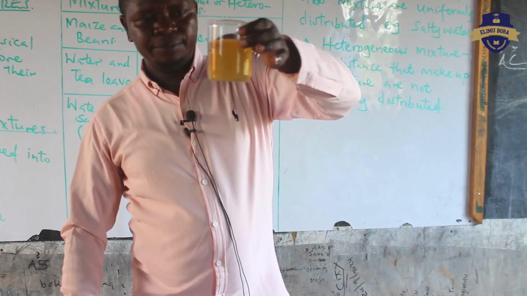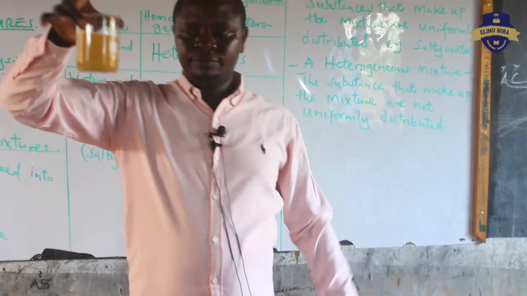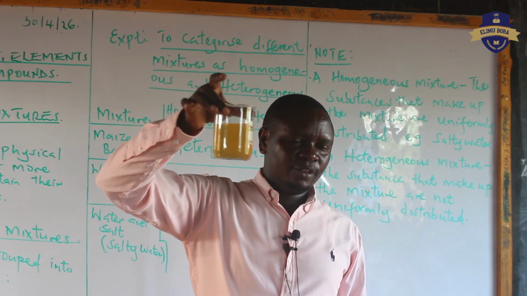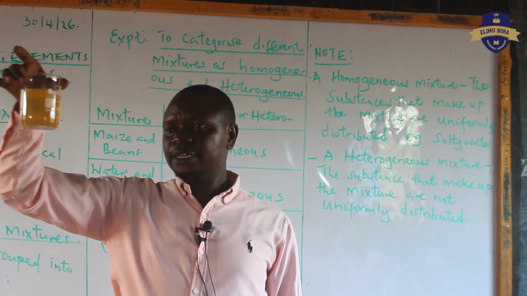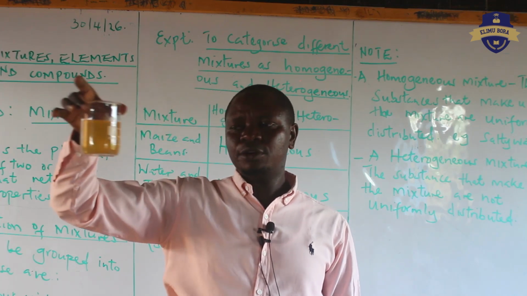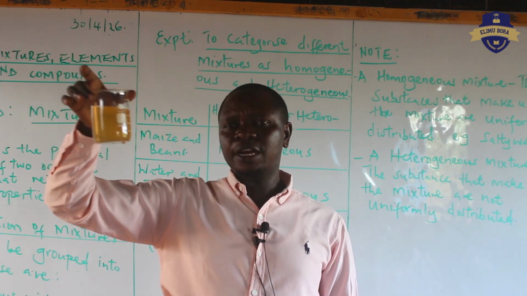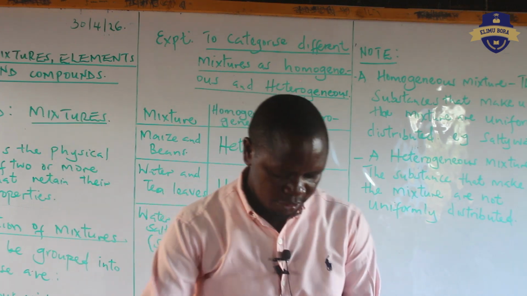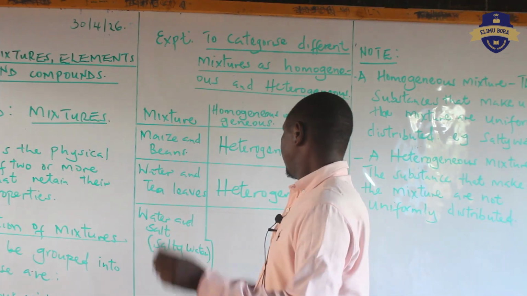Now, what can you see? A uniform solution, isn't it? Meaning that the particles are what? Evenly distributed. So this one we classify it as homogeneous mixture. Good.